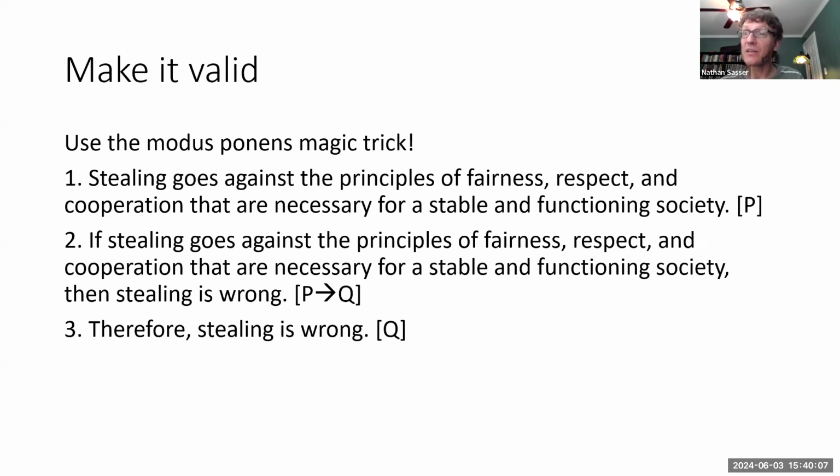And now the interesting part begins, because we can ask, well, is it sound? That is, are the premises of this valid argument true? Can I think of any counterexamples or reasons to doubt these premises? And that's the interesting part. So I'll pause there.